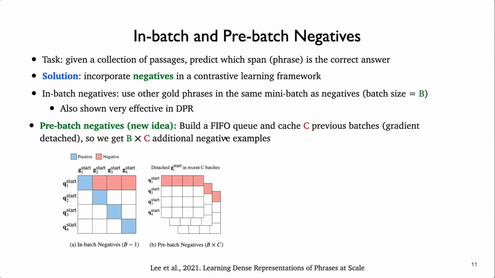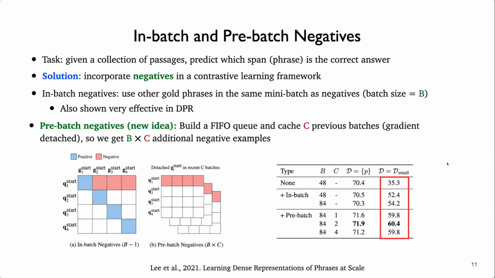So by doing this, we can obtain B, the batch size, times C, the number of previous mini-batches, as additional negative examples. This is just one way to incorporate more negatives in this training paradigm. You can see from this table that using both the in-batch negatives and the pre-batch negatives can improve the performance significantly.